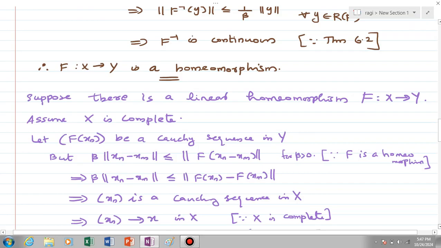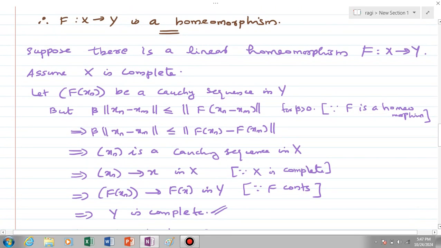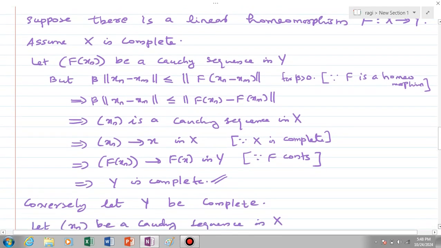Okay, this means that beta into norm xn minus xm is less than or equal to norm f of xn minus f of xm, and the sequence f of xn is a Cauchy sequence. This means that the sequence xn is a Cauchy sequence in x, and since x is complete, this sequence xn converges to some point x in x. Okay, and so since capital F is continuous, we get capital F of xn converges to capital F of x in y. This means that the Cauchy sequence that we have considered is convergent in y. This means that the space y is complete.